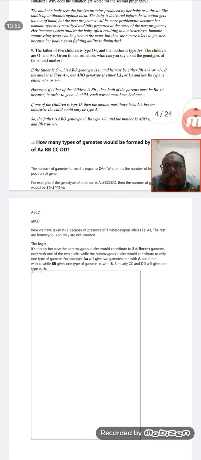So the father's ABO blood group is O, Rh type should be positive or negative, and the mother's ABO blood group is IAi, and Rh should be positive or negative. So it can be mixed, so that this Rh gene can be expressed. This 9th question is not asked very much, but keep in mind this can also be asked.